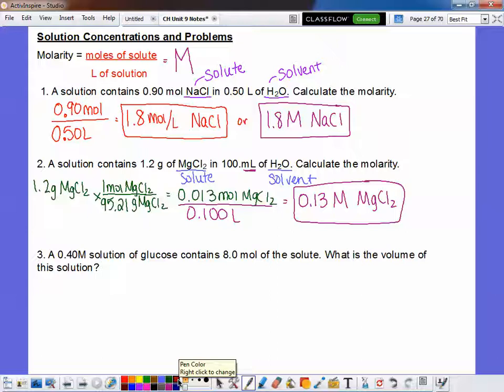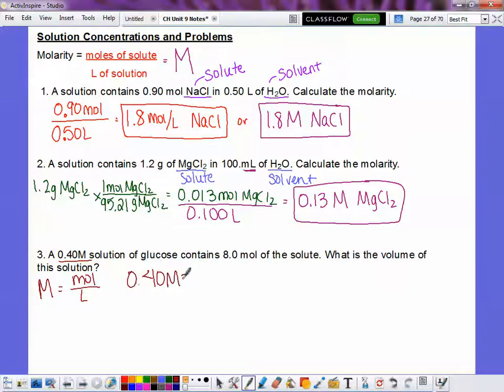All right, the next problem is we're kind of working backwards. We're told that we have a 0.40 molar solution of glucose. Since it's a solution of glucose, glucose is my solute. And that contains 8 moles of the solute, and we want to know what is the volume of this solution. So remember, molarity is moles per liter. I can set it up like a math problem. I know the molarity. I'm solving for the liters, so I'm going to put that in as my x.